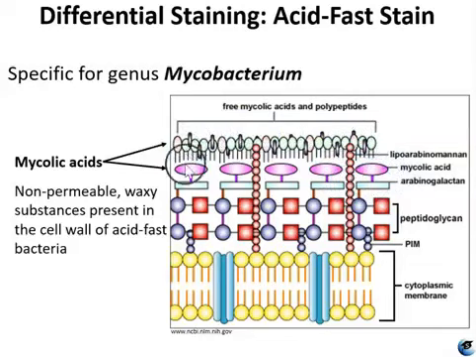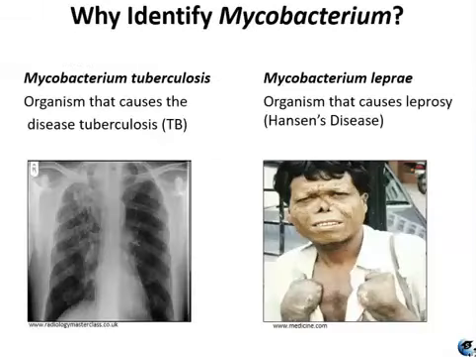And these mycolic acids make it difficult to do a gram stain because they kind of block the stain from getting to the cell wall. So in order to identify this genus of bacteria, an entirely new staining technique was developed called the acid-fast stain. But why? Why was it so important to find a way to identify Mycobacterium? Well, that's because this genus of bacteria causes some of the worst diseases in human history. We've got here tuberculosis, which is caused by Mycobacterium tuberculosis, and then of course leprosy, caused by Mycobacterium leprae.